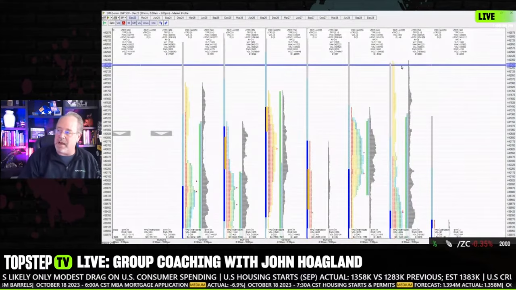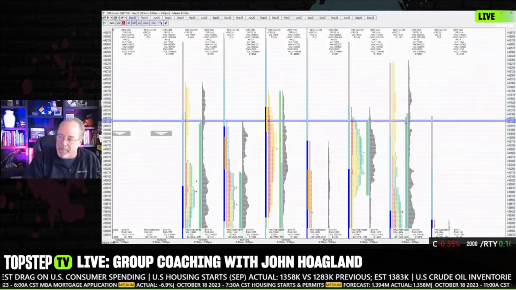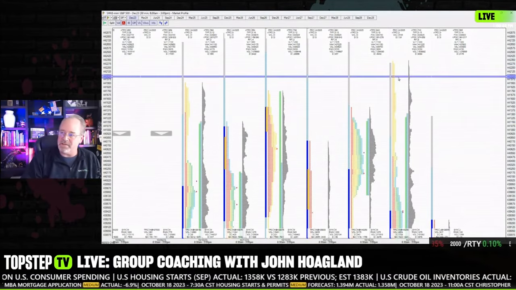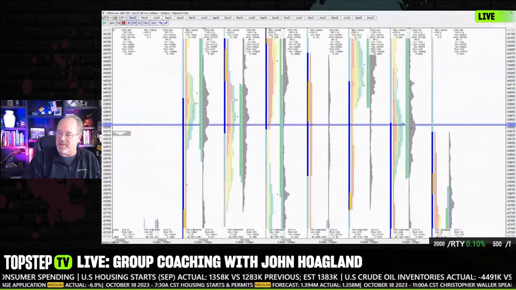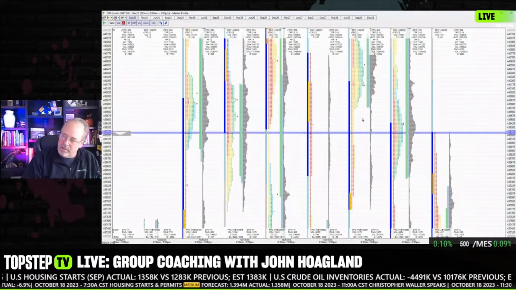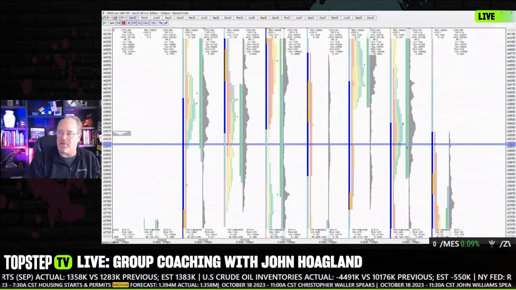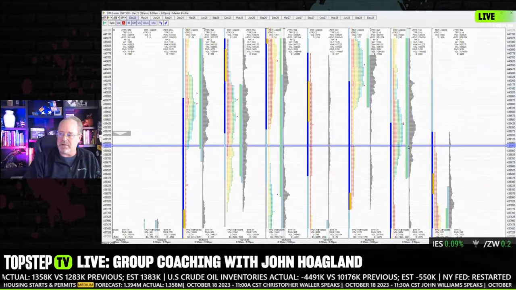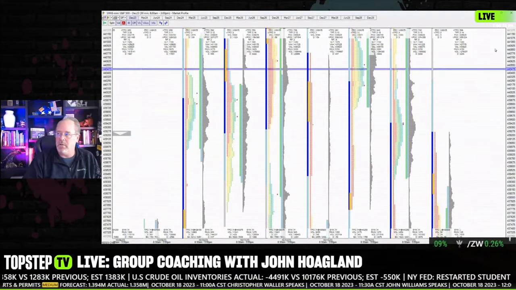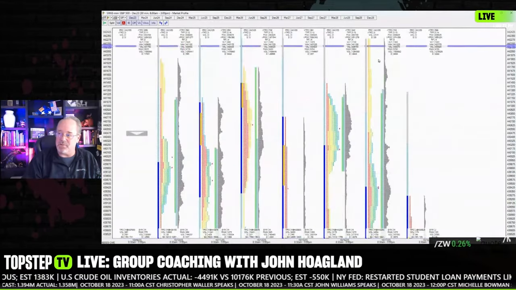But it was at an important inflection level, volume was dying out on the way up. We put a degree of excess at the high. We were above value. This is a better place to take a short than this is any day. The only time I'll take a trade at point of control is in a directional market. So I'm always focusing on the extremes.